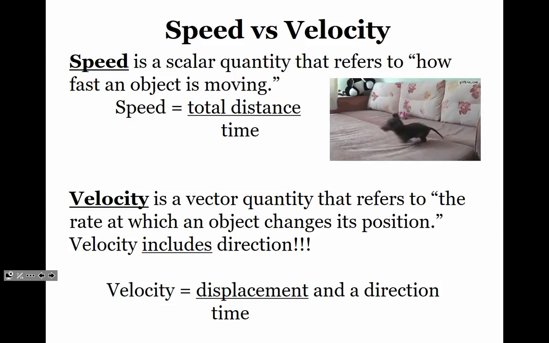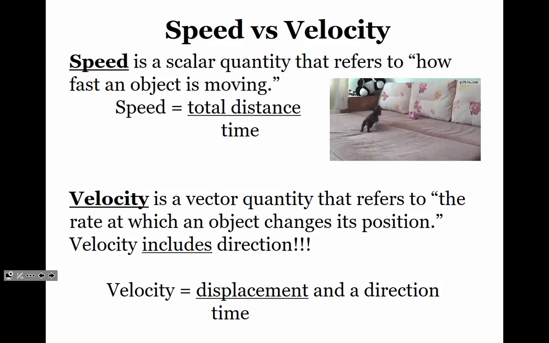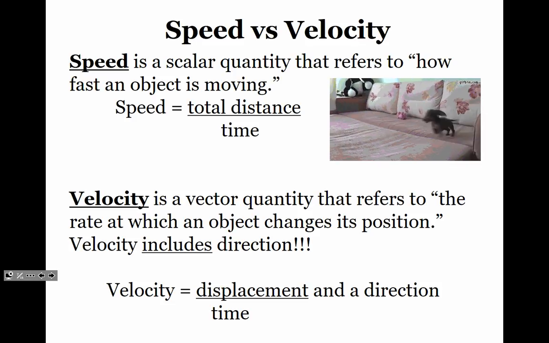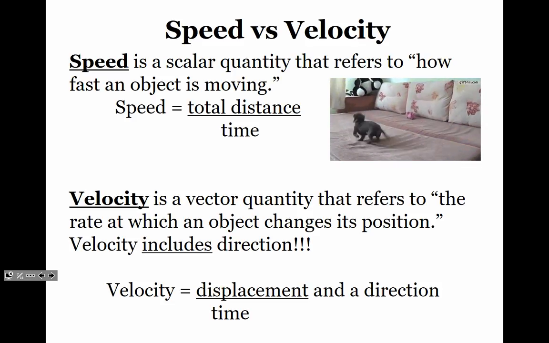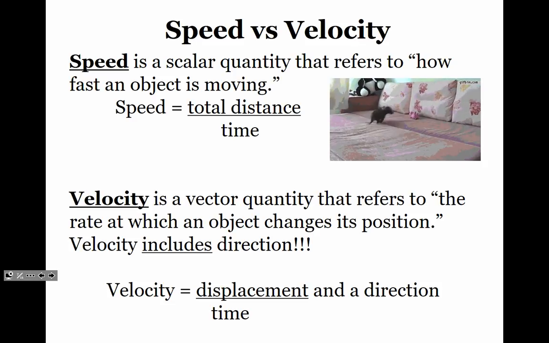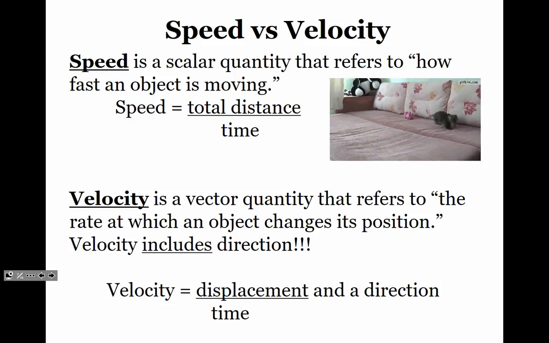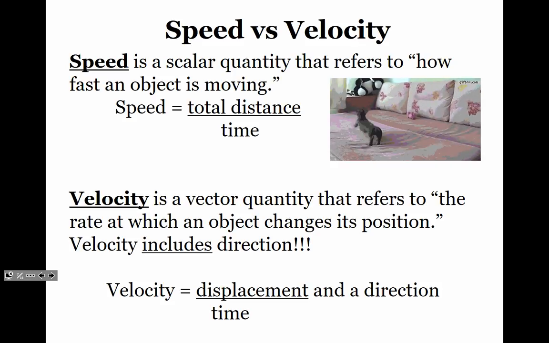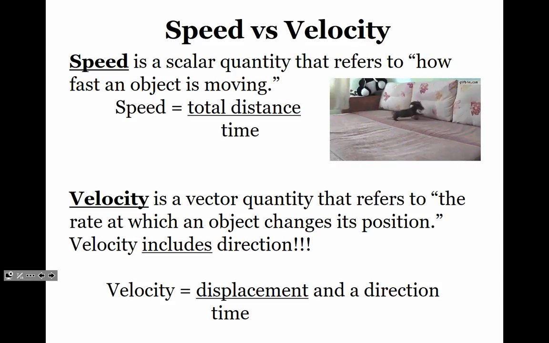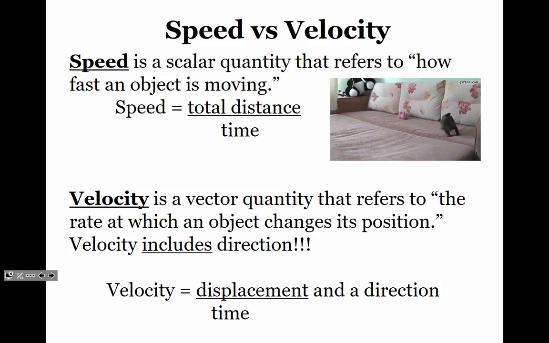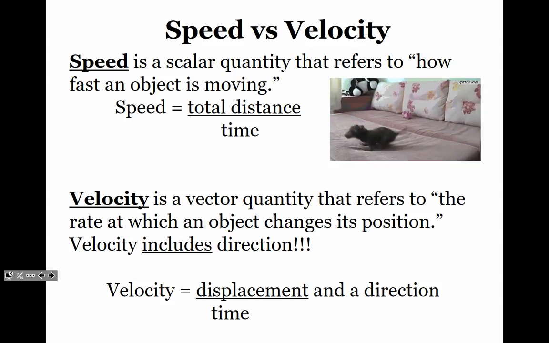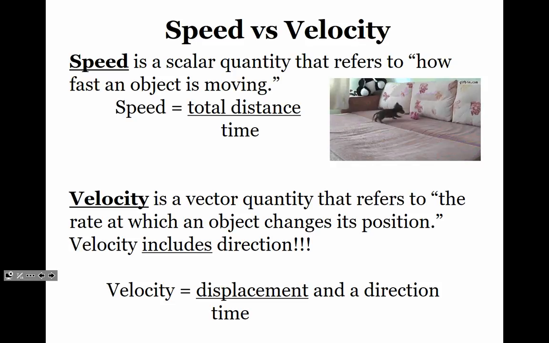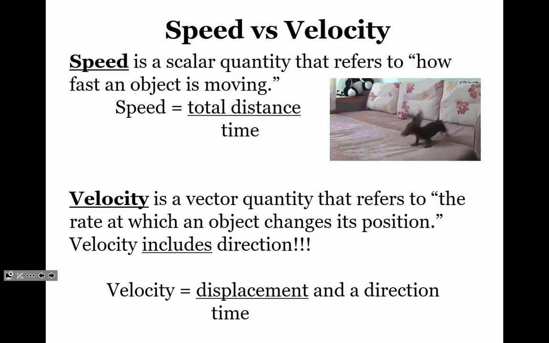So now we're going to look at the difference between speed and velocity. Speed is a scalar quantity that's going to refer to how fast an object is moving, and we are going to be able to find that by using the formula total distance divided by time. So if we wanted to find the runner's speed, we would have taken her total distance, which was 400 meters, and divide that by the time if we had timed her or if we had been given that information. Velocity, on the other hand, is different. So you may have been taught in 8th grade that velocity and speed are the same thing.